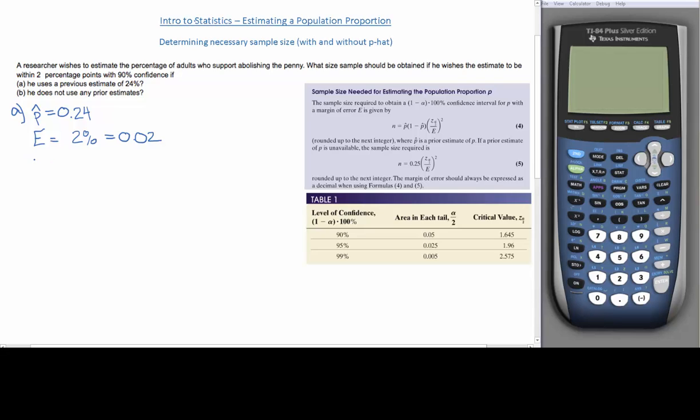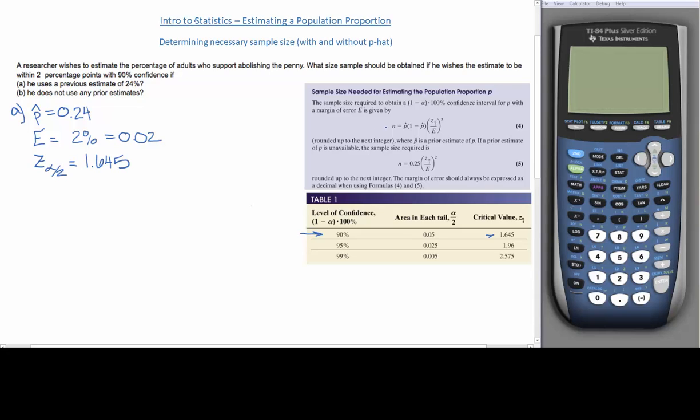Our confidence level is going to be 90%. So if we have 90% confidence, we look at this table 1. A 90% confidence level means the area in each tail is 0.05, and we're going to have a critical value of 1.645. So our z sub alpha over 2 is going to be 1.645.